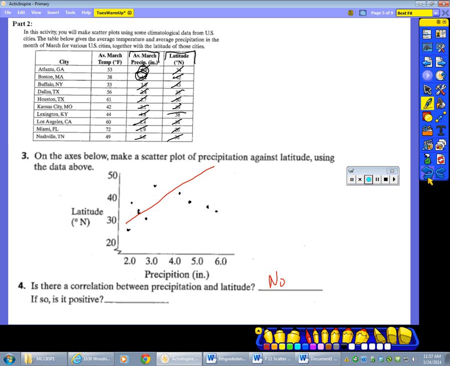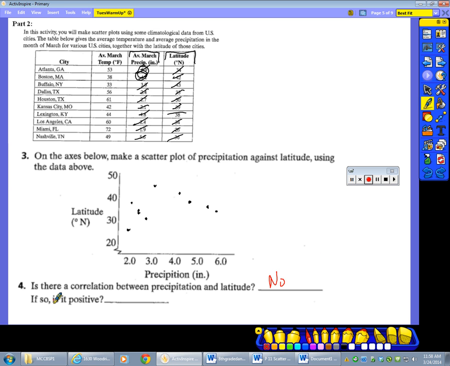All right? And then I can't say it's a negative correlation, because even though all of these guys look like they're heading downward, what about all these guys down here? So I can't say it's a negative correlation either. So I would have to say that this is no correlation. If there is a correlation, it's so weak that it's not obviously positive or negative.